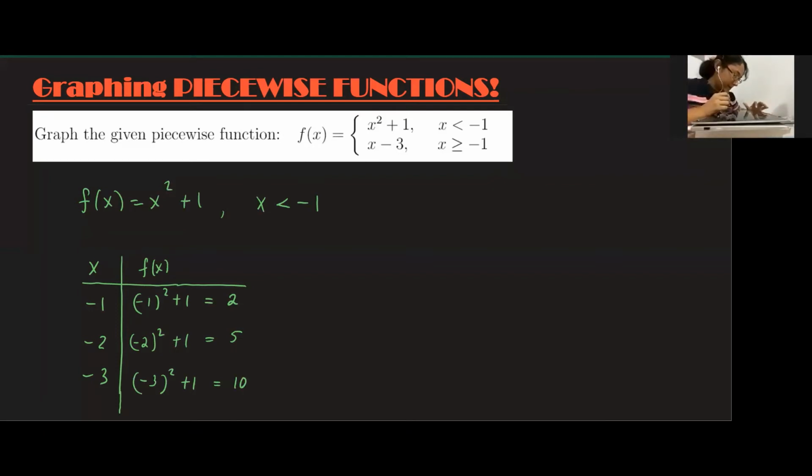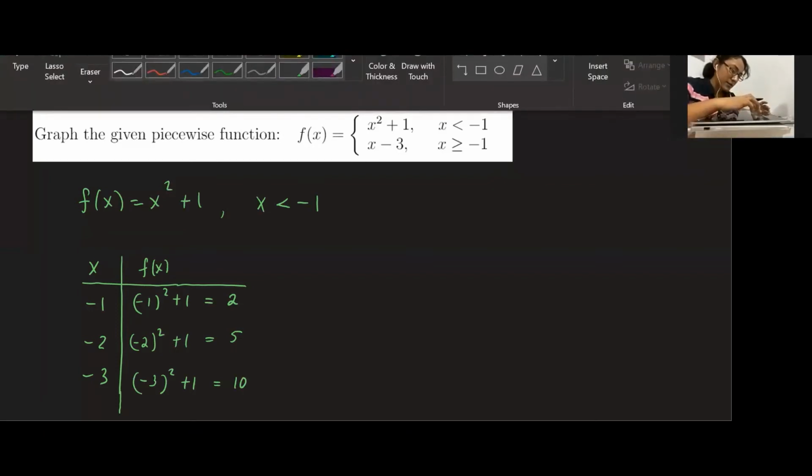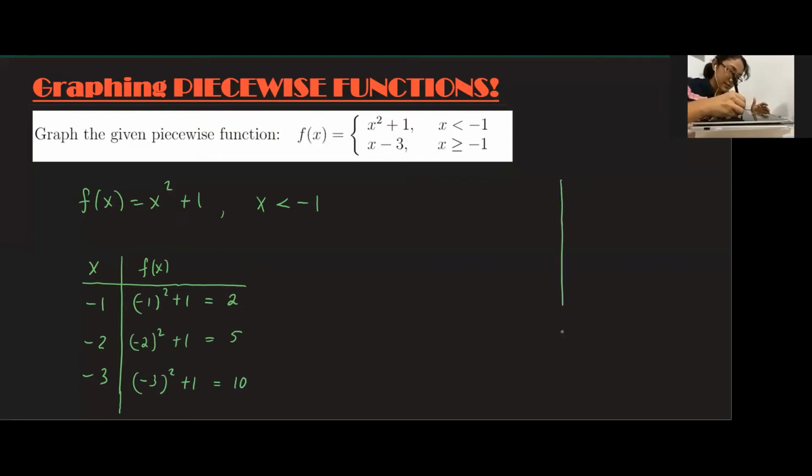So now we make our xy plane. So here's our xy plane, and we're splitting up the plane into two separate regions at x equals -1. So here is -1, and we're only focusing on when x is less than -1. So we have -2, -3, -4, and so on. So the graph will only exist on the left side of -1.